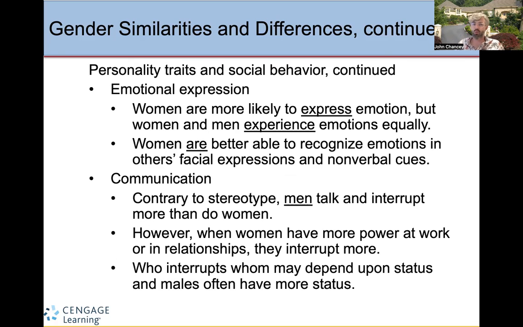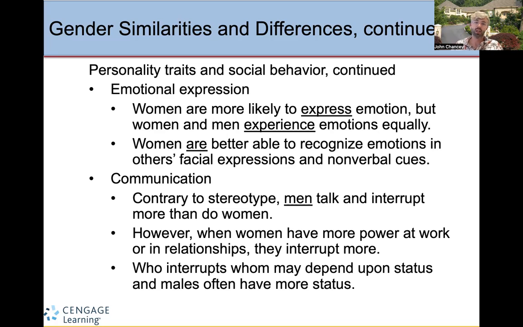What about emotional expression? We oftentimes hear that women are the more emotional of the two genders, and males are the more stoic. The research shows women are more likely to express emotion, but women and men experience emotions equally. It's not as if males are dull to certain emotions and women are not. They're both feeling these emotions, but women are typically taught, hey, it's okay to express these things. They're also able to recognize emotions through cues like facial expressions and nonverbal cues, body language.